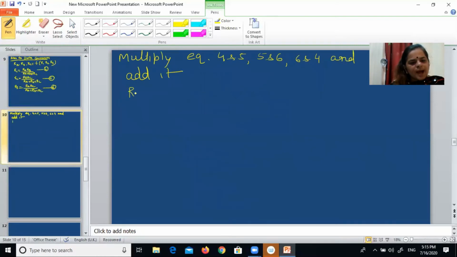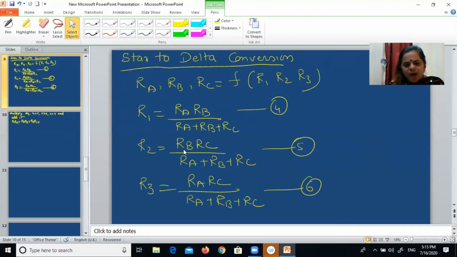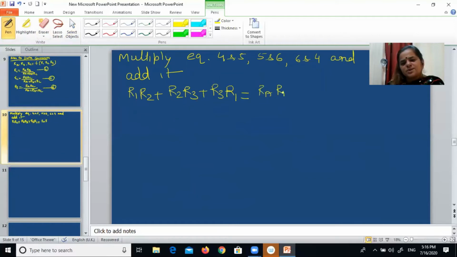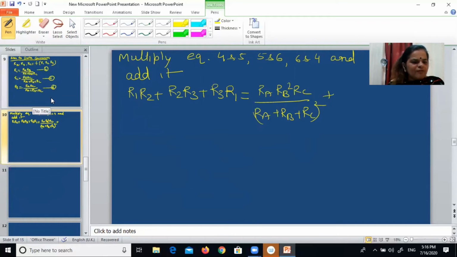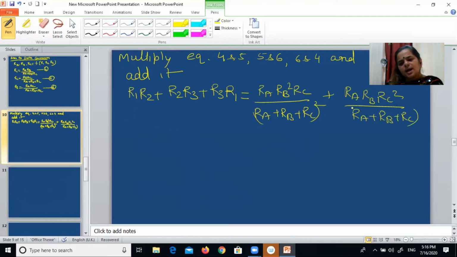So what I am going to get, R1 R2 plus R2 R3 plus R3 R1. This I will get on the left hand side. If I multiply 4 and 5, I get RA RB square RC divided by (RA plus RB plus RC) whole square. Similarly, if I multiply 5 and 6, I get RA RB RC square divided by (RA plus RB plus RC) square.